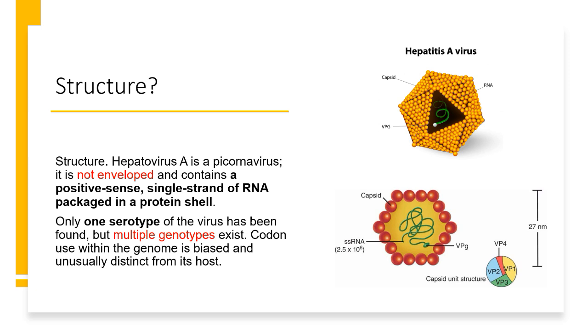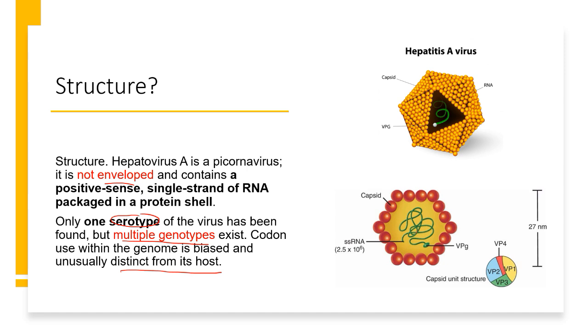You can see this is the structure. It's a non-enveloped virus and contains a positive sense single-stranded RNA as a genetic material. And it has only one serotype, but it has multiple genotypes. The codon usage within the genome is biased and unusually distinct from its host. Here we have a capsid, and inside of which we have a single-stranded RNA as a genetic material.